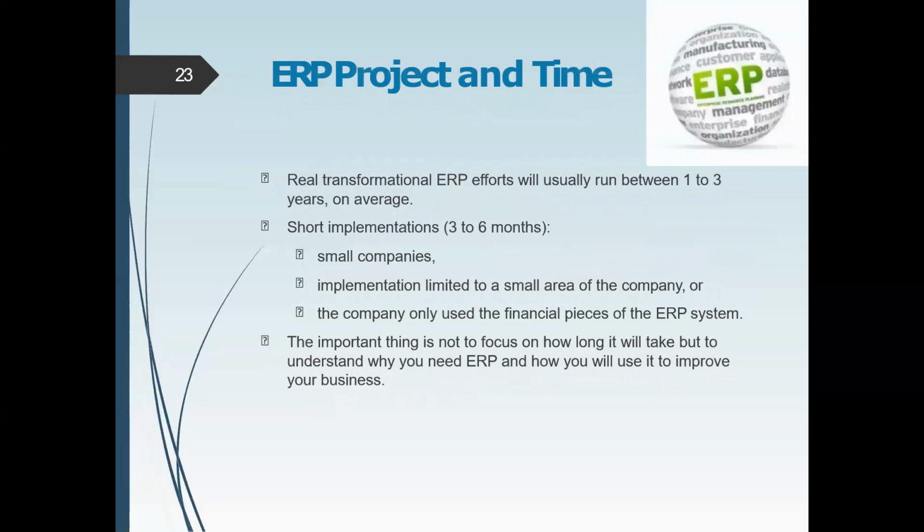For ERP project time, real transformational ERP efforts will usually run between 1 to 3 years on average, or if the planning is short, they could take only 3 to 6 months. The important thing is not to focus on how long it will take, but to understand why we need ERP, as indicated earlier, that it is quite a costly and time-consuming process. It's technologically very heavy and sometimes stressful for an organization to carry out this project while meanwhile, working and operating on a regular basis, routine tasks are being done. So therefore, it should be considered very carefully.